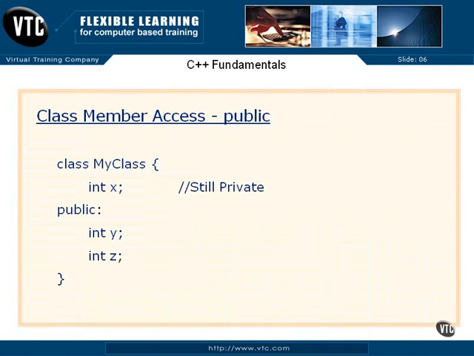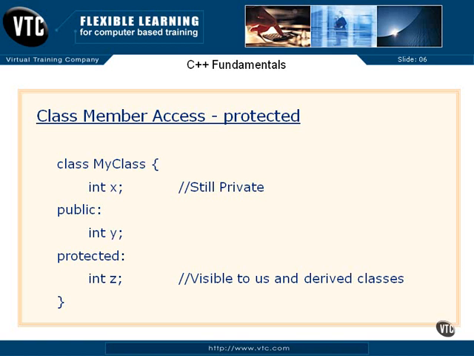Now here we have used the public keyword in this class, and X is still private because it comes before the public access specifier. Y and Z, however, are now public, so any other function, anything else that wanted to get to myClass.y could get there and work with it.